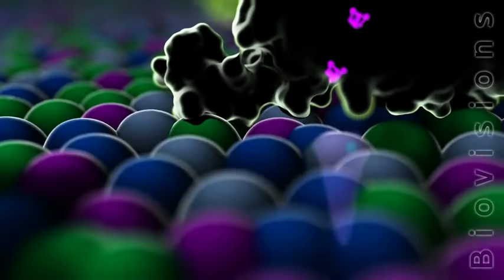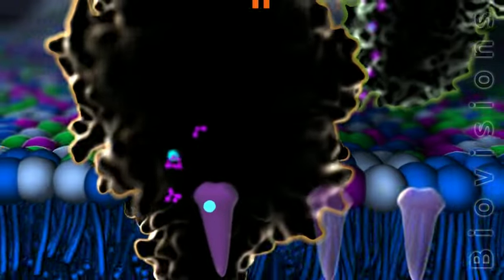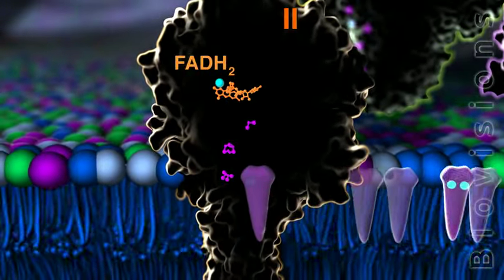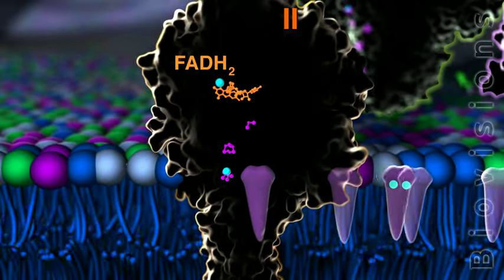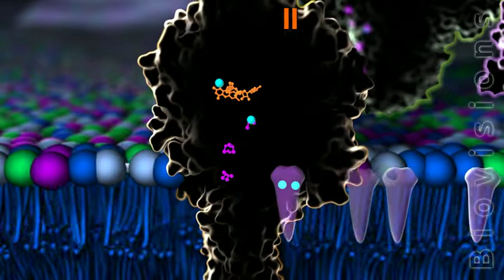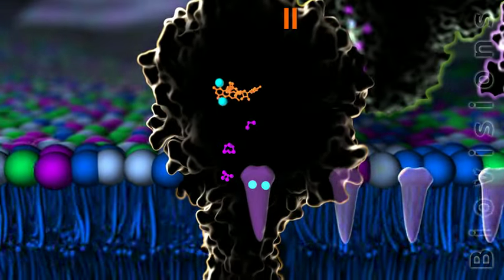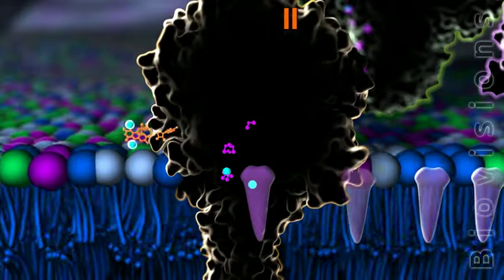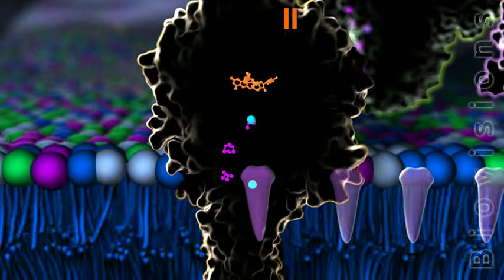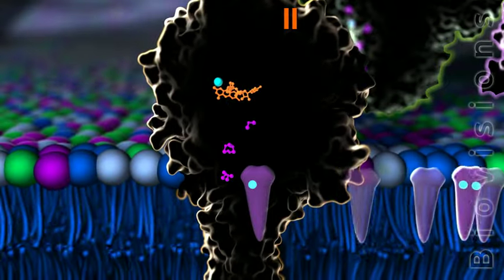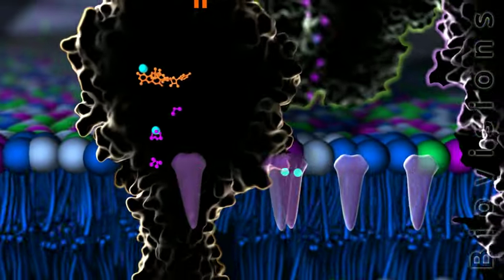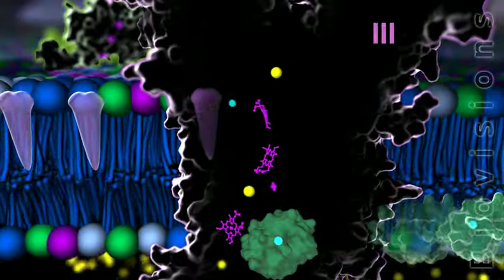Complex 2 is similar to complex 1 in two important ways. First, high-energy electrons also enter complex 2 via a byproduct of sugar metabolism, though here the molecule is FADH2. Second, complex 2 also transfers electrons between several redox centers before donating them to coenzyme Q. One major difference, however, is that complex 2 does not use the energy liberated to pump protons. Coenzyme Q molecules from complexes 1 and 2 donate their electrons to complex 3.